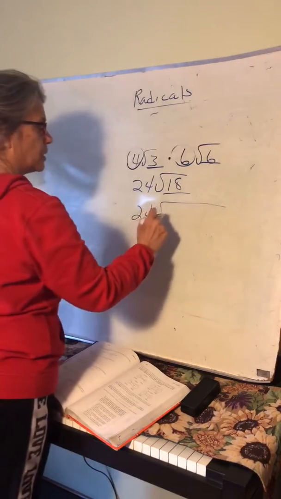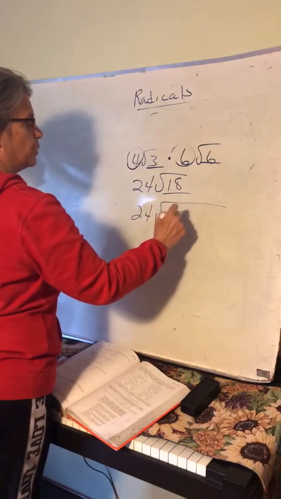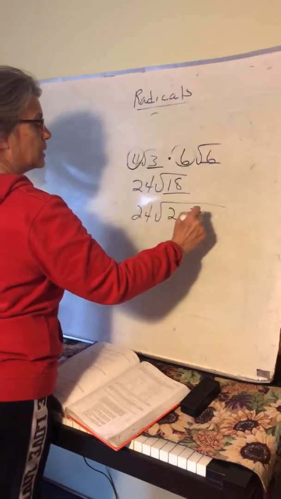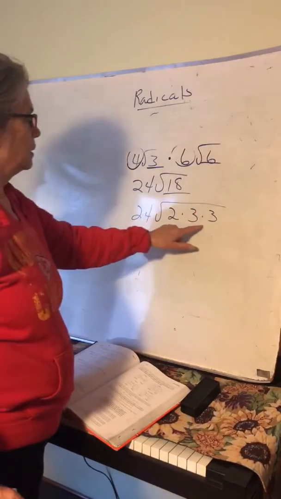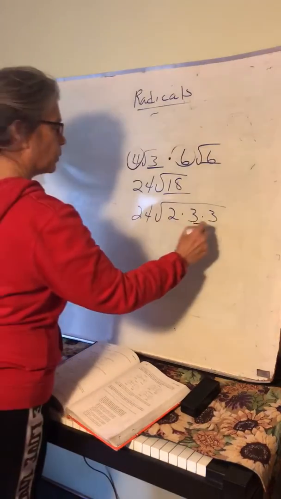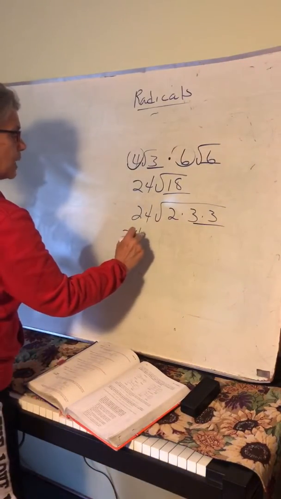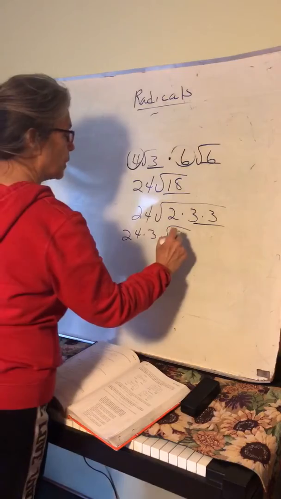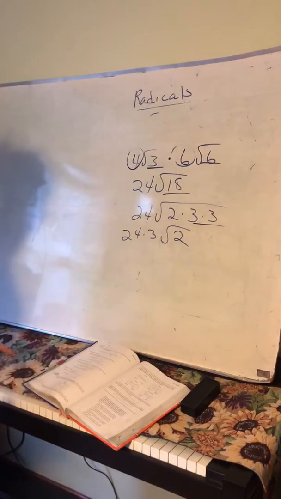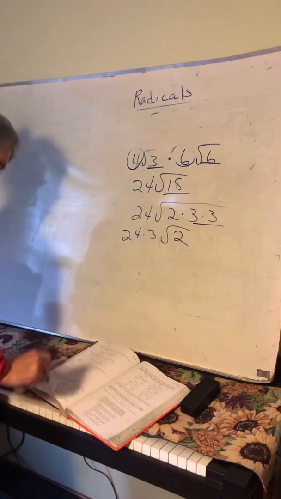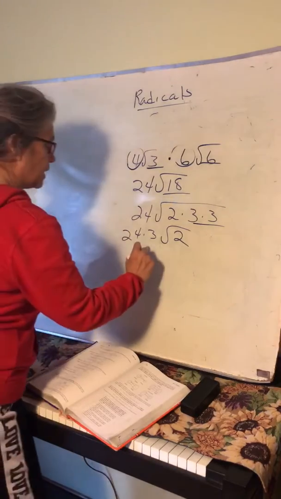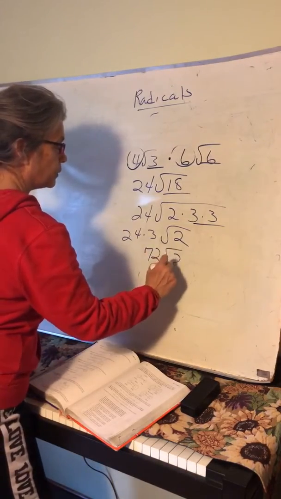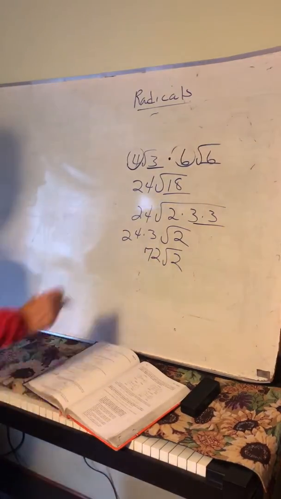Prime factorization. We have 2 times 3 times 3. It's 18. Pull that out. So we have 24 times 3 square root of 2. And that becomes 72 square root of 2. That is the simplified right here.